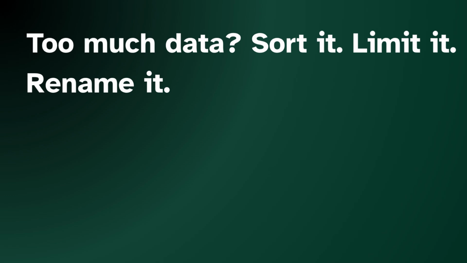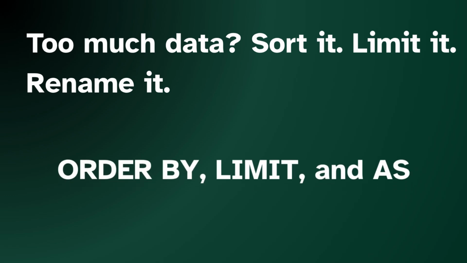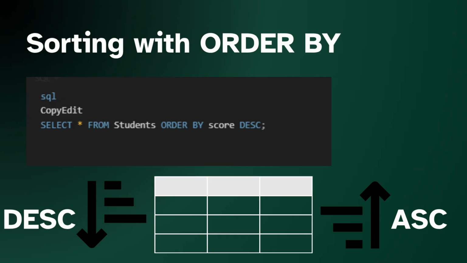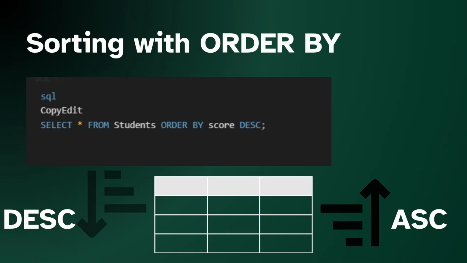Big tables can get messy. Let's learn how to clean up your results with ORDER BY, LIMIT, and AS. ORDER BY lets you sort your results. Use ASC for ascending and DESC for descending.